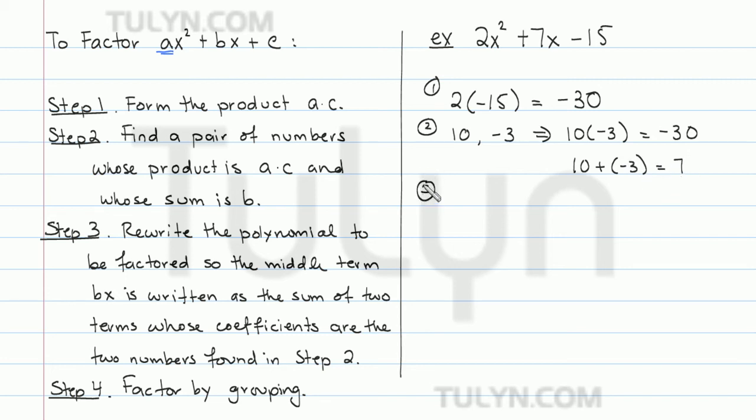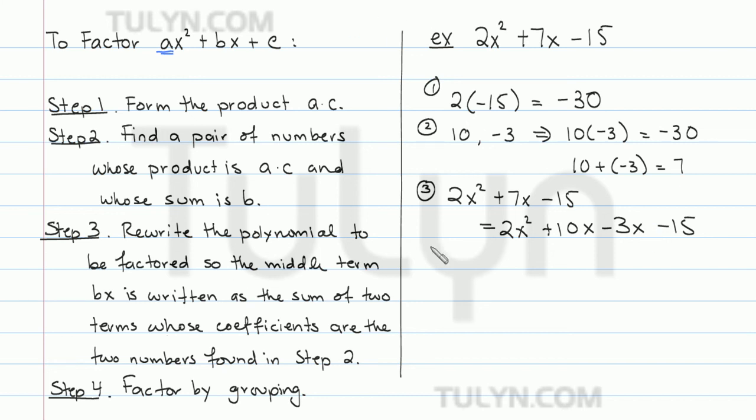which is what we wanted. So step 3 says to rewrite the polynomial to be factored so that the middle term, bx, is written as the sum of the two terms whose coefficients are the two numbers found in step 2. Now, that's a lot of words, but basically it's saying to write 2x squared plus 7x minus 15 as 2x squared plus 10x minus 3x minus 15, right? And notice that if you combine the like terms and add 10x and minus 3x, you get positive 7x. So we haven't changed anything. We just rewrote the terms a little bit.